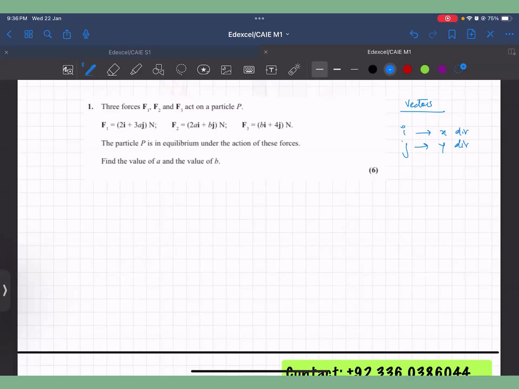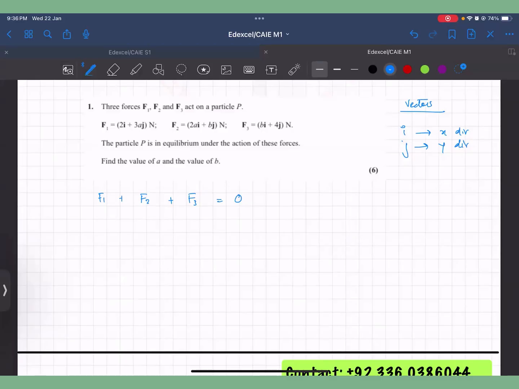For F1, F2, F3, the particle is in equilibrium under the action of these forces. So the sum of the forces F1, F2, F3 would definitely be equal to 0, because the particle P is in equilibrium. These three forces would be cancelling each other out entirely, so the sum of these three forces would be equal to 0.